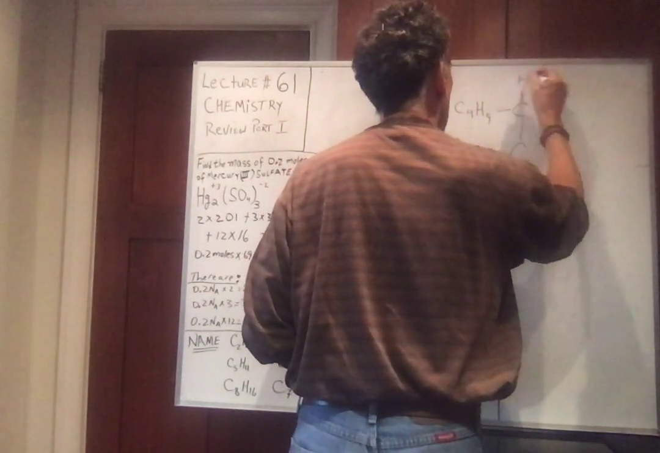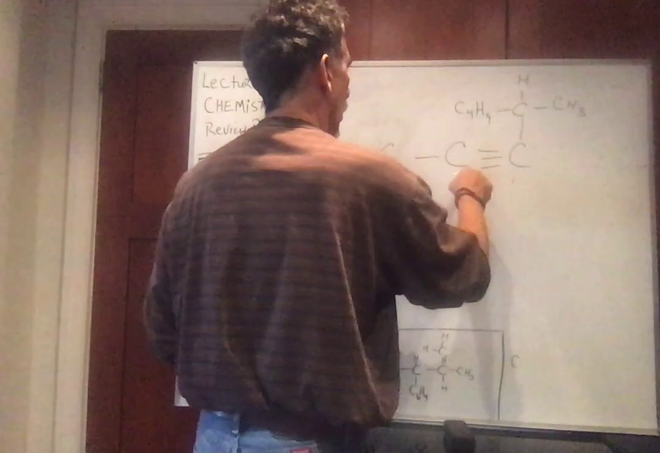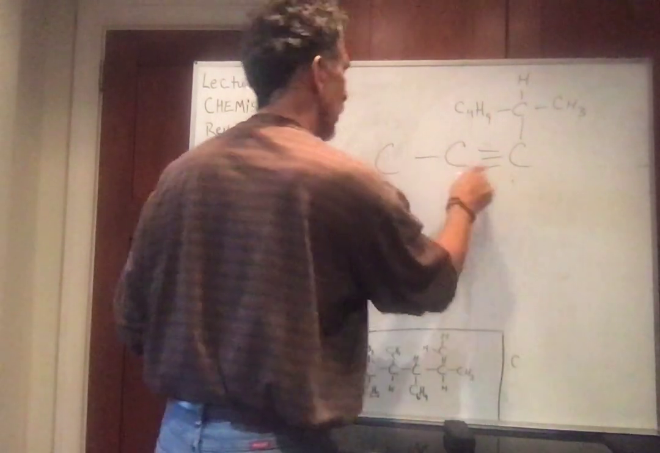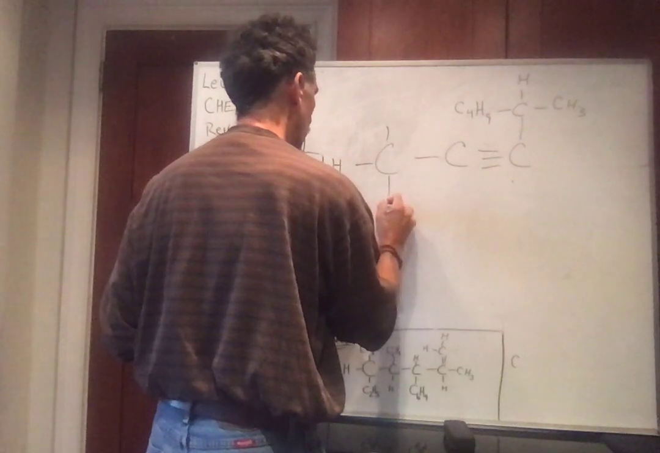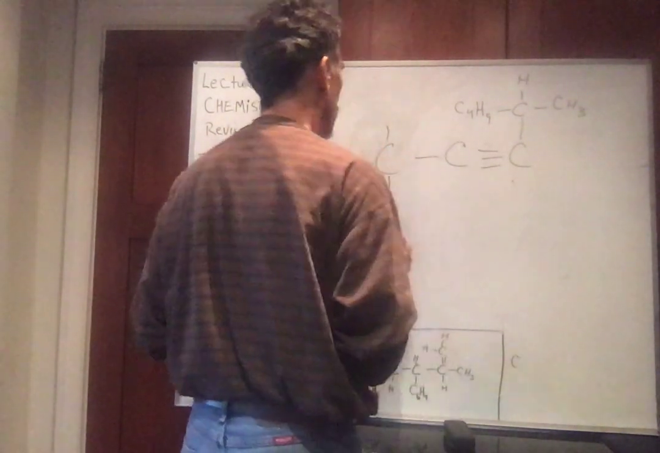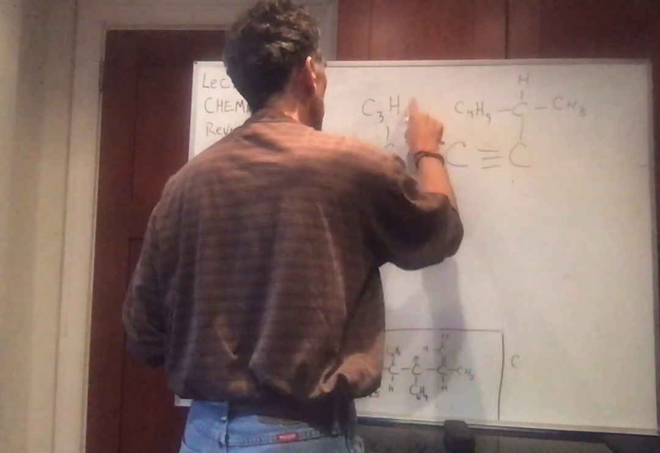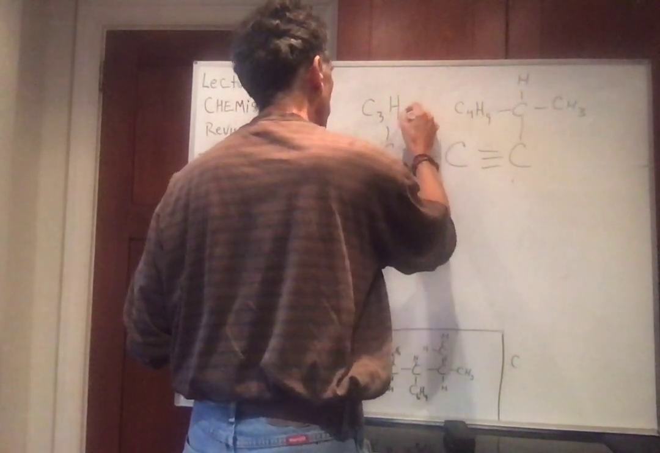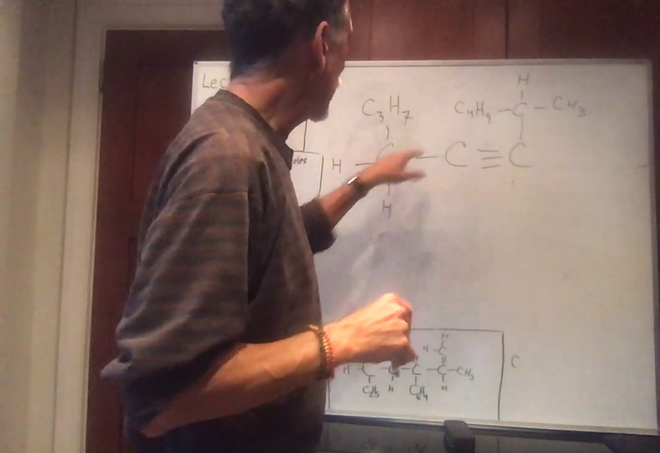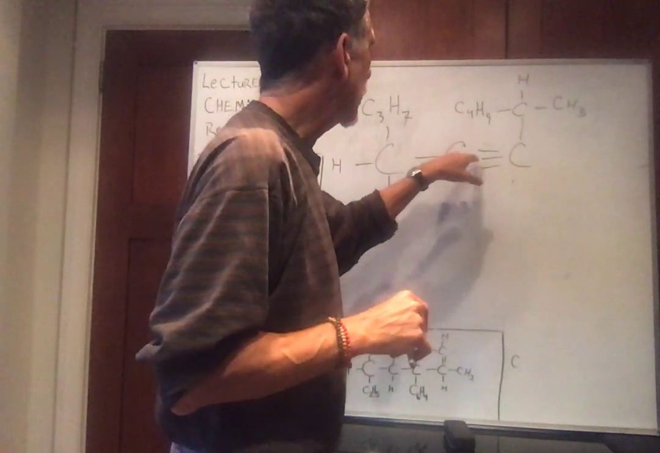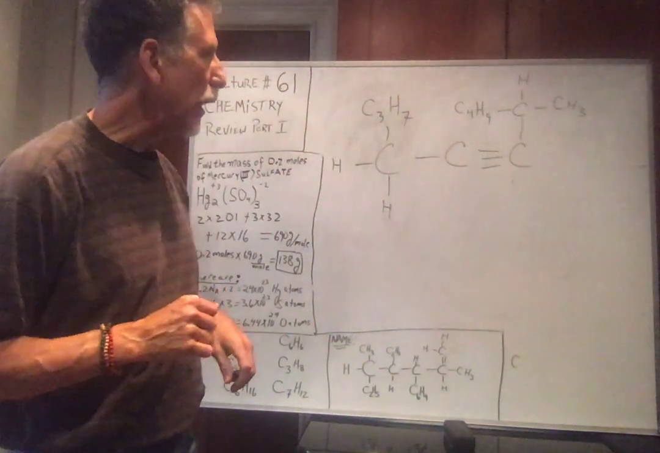Let's try this. 3, 1. So this has 3, 1. C3H7. There we go. Let's see. So this makes 4 bonds. This carbon makes 3 and 1, 4 bonds. This carbon makes 4 bonds. Everything looks good. So we have to find the longest chain.